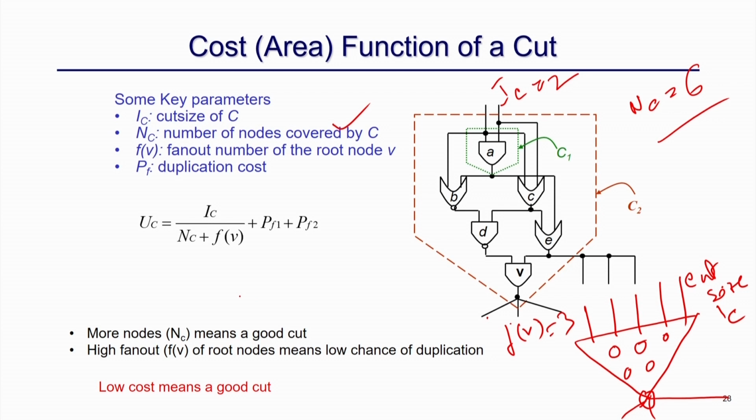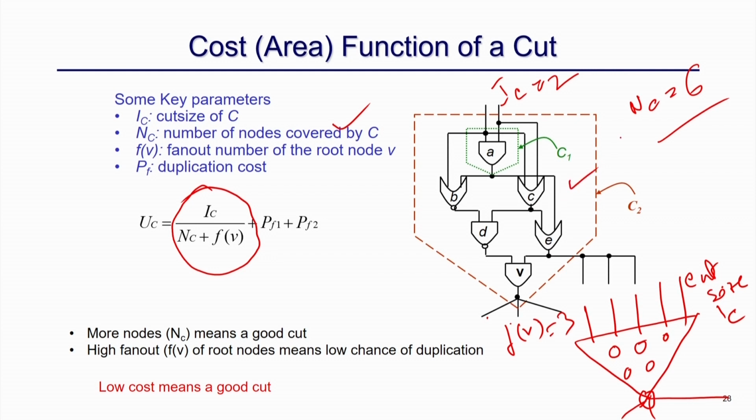So the cost contribution from this particular cut is given by this factor. This is the primary factor. It says IC by NC plus FV. What does it mean? More nodes in the graph means it's a good cut.